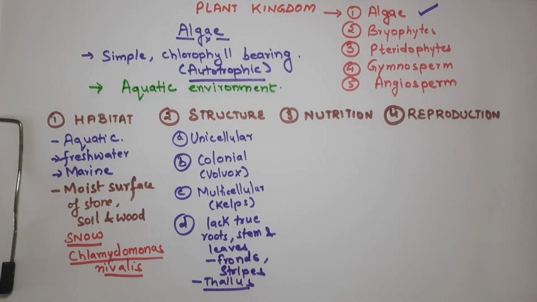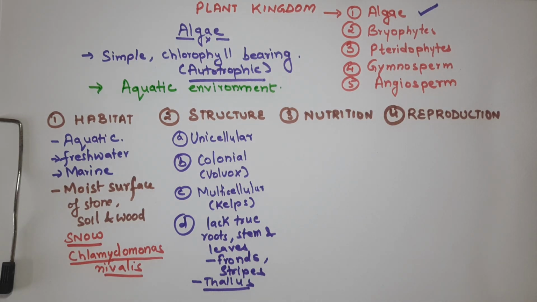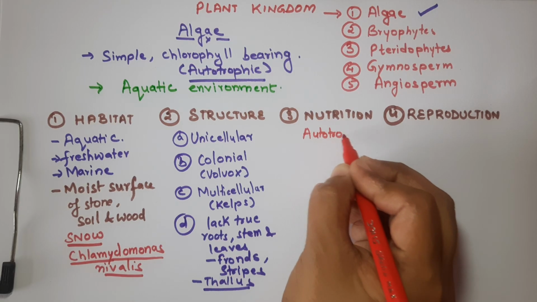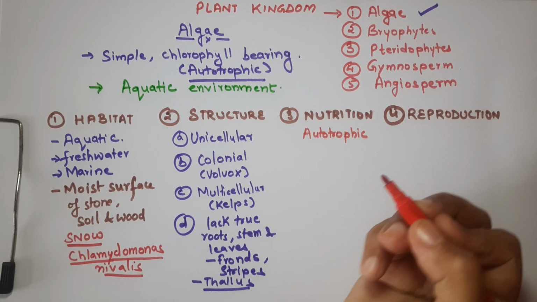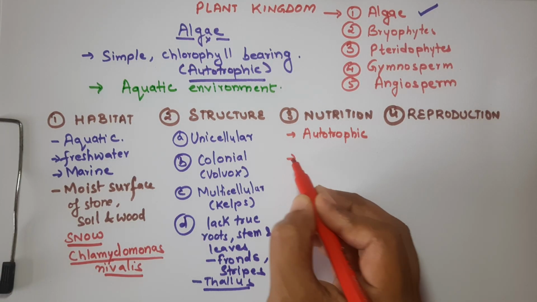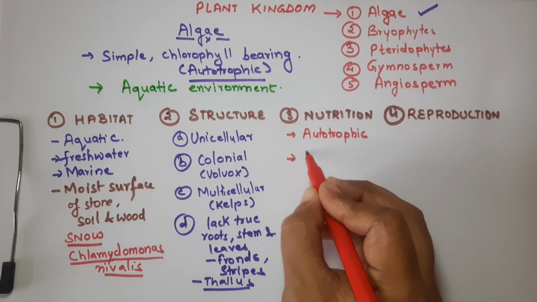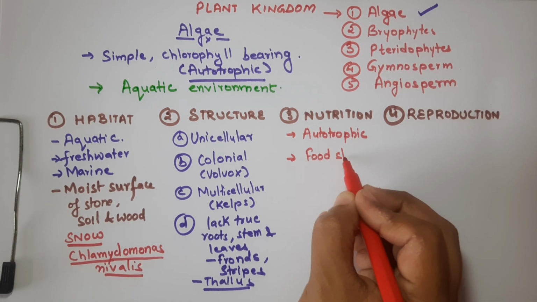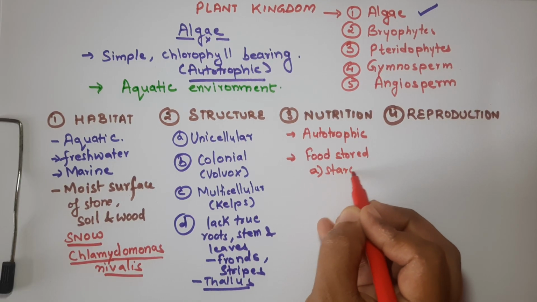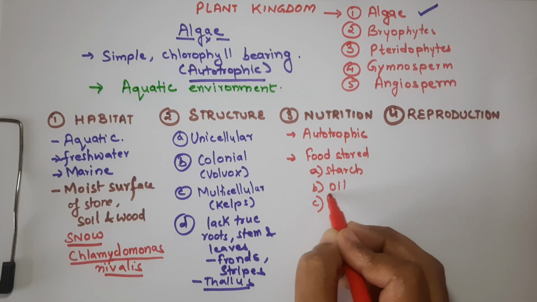Now let's talk about the nutrition. I already told you that the algae contain chlorophyll, so they are autotrophic in nature. They will store their synthesized food in the form of starch, oils or other polysaccharides.